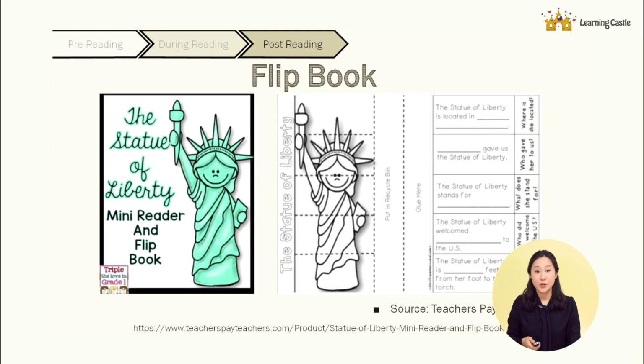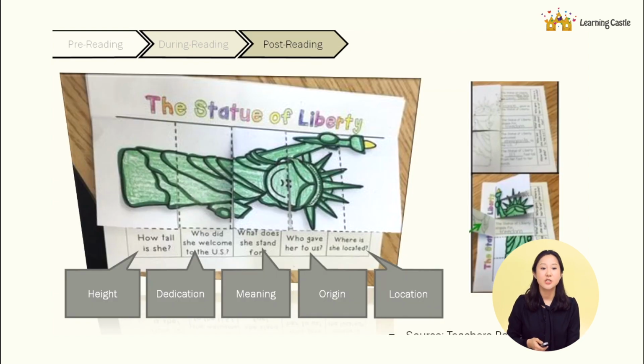Also, another thing that you can do is to use a flip book. This is to engage your learners, have them color, have them write, and have them practice getting used to writing and also remembering what they had done. This is an activity from Teachers Pay Teachers. You can help them cut and then read through. It gives information on the height of the statue, the dedication, who she welcomed to the U.S., the meaning of the statue, and the origin and the location. So this is just a wrap-up and a review for the students.